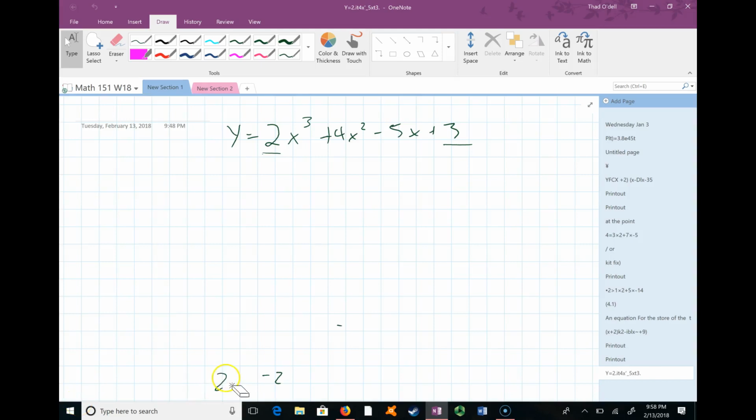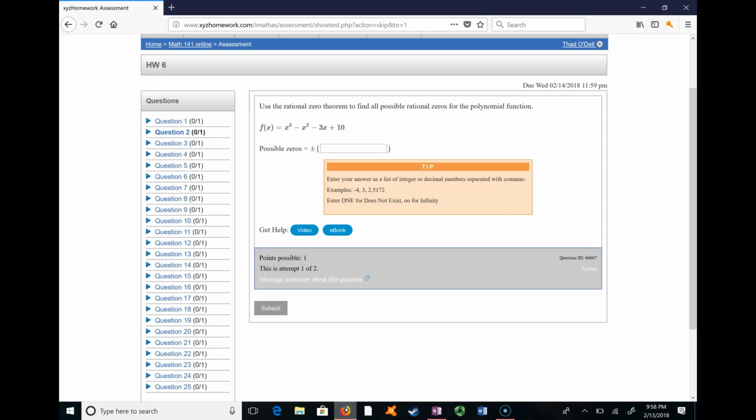So I've gotten a couple emails asking about how you tell where to start, and so I'm going to talk about a couple things. First of all is something that ties into question number 2 on homework 6. It says use the rational, actually it should be the rational root theorem, rational zero theorem, I guess same thing. So rational zero theorem to find all possible rational zeros for the polynomial function.